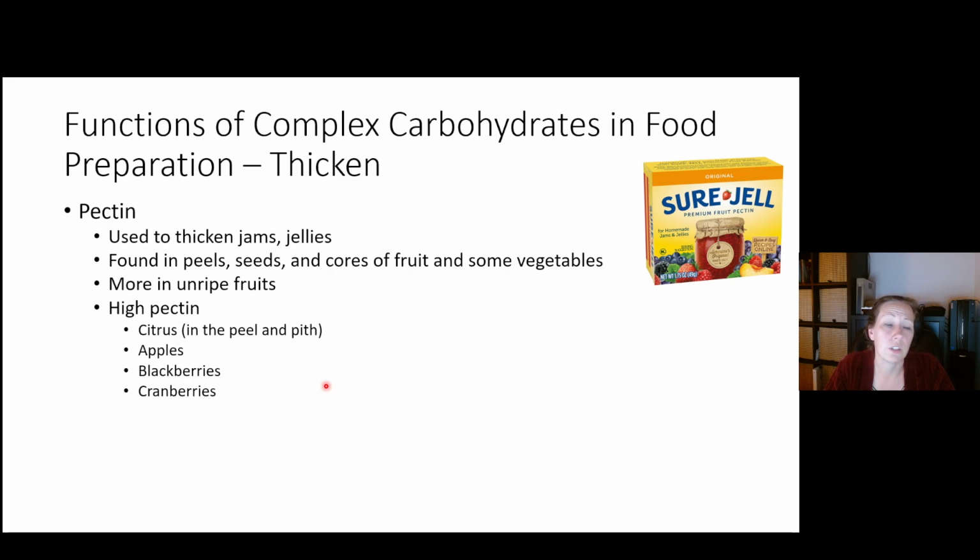The reason it's good to know what fruits are high in pectin is because that tells you, if you are making a jam or jelly, if you can make it with just the fruit, if it has high enough pectin itself to create that jam or jelly, or if you're going to have to buy some commercial fruit pectin to add to your solution to make sure that it gels up.